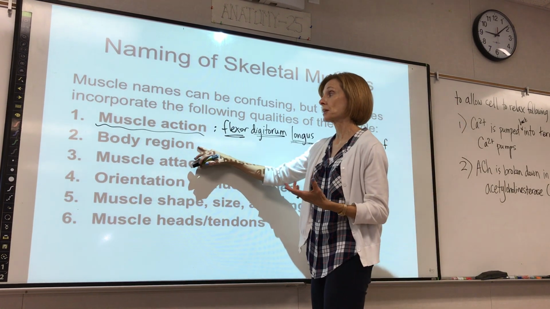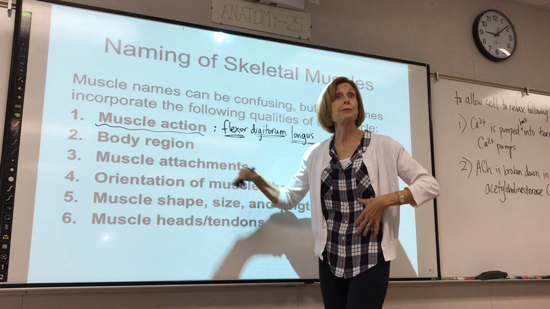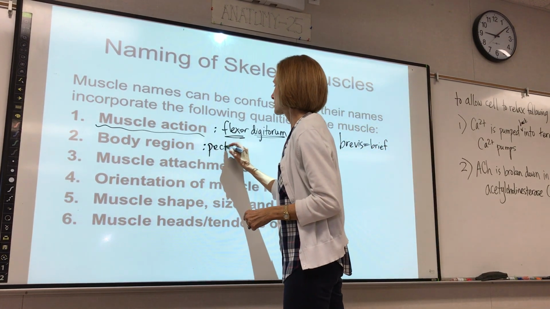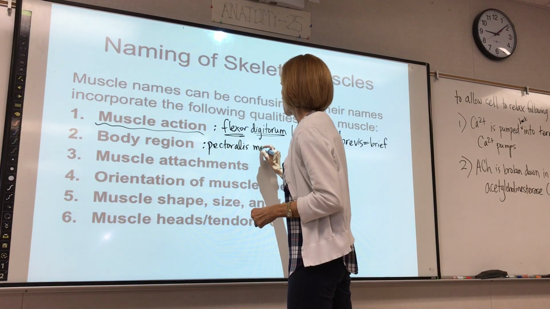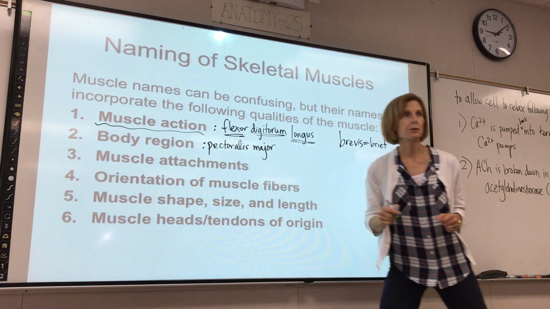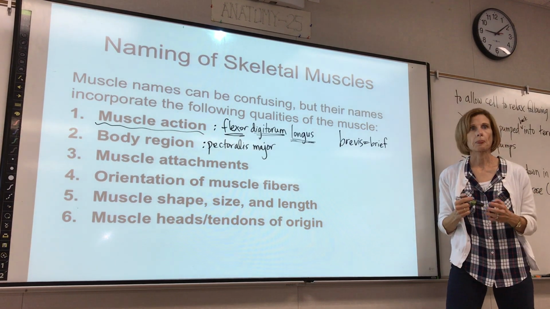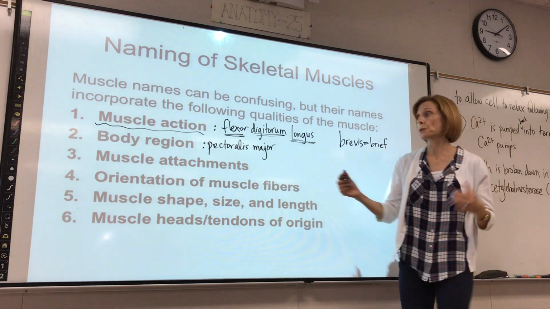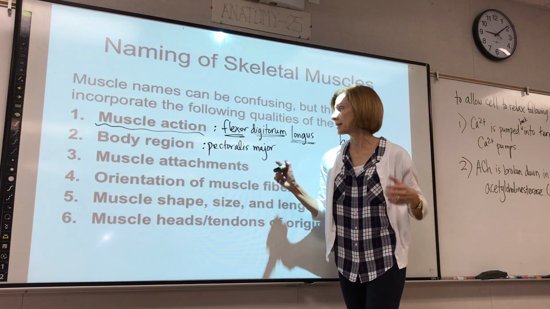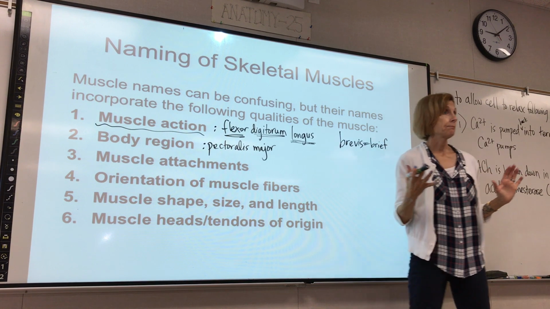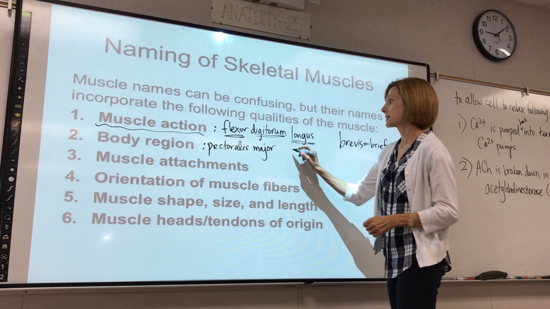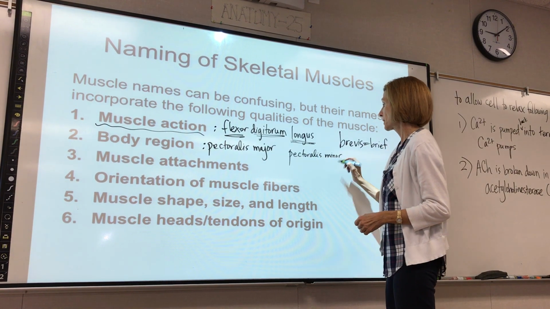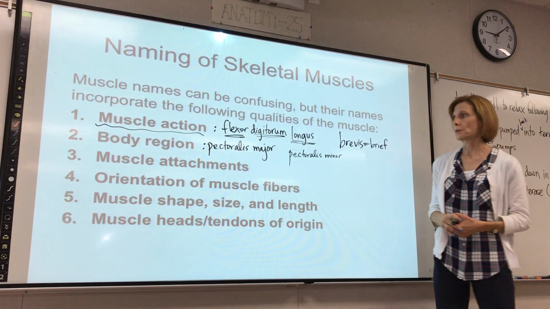Okay, some of the names also tell you the body region, like the abdominal muscles or pectoral muscles. So for instance, pectoralis major. What does this name tell you? It tells you the region, right? Pectoral region is the chest, and it tells you it's big, right? Major means large. We also have a pectoralis minor, and this is the deeper muscle that's smaller, okay?